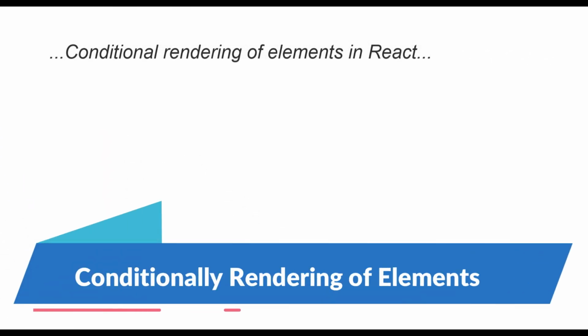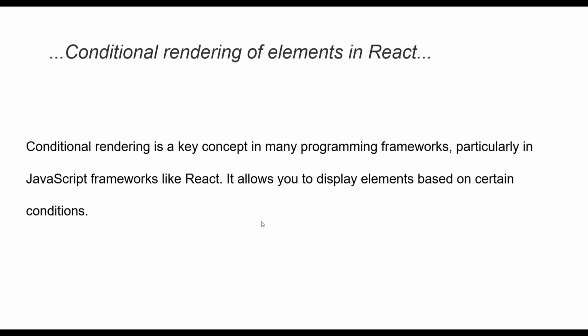So in this video, we're going to take a look at conditional rendering of elements in React. Conditional rendering is a key concept in many programming frameworks, particularly in JavaScript frameworks like React. It allows us to display elements based on certain conditions. So when we say rendering elements conditionally, it means there are some conditions to be fulfilled before an element can be rendered.